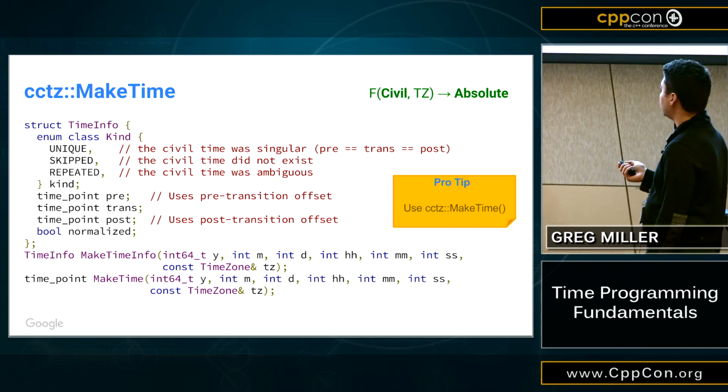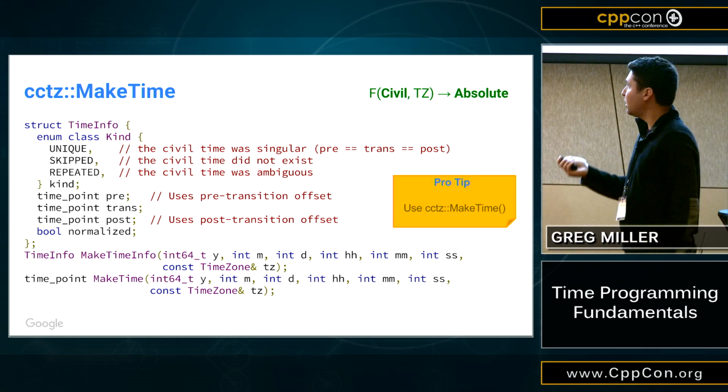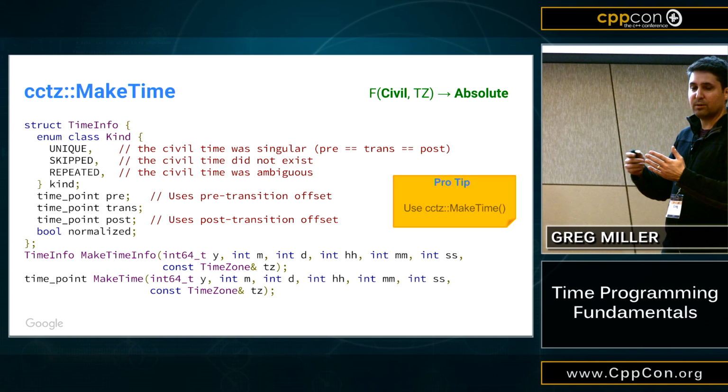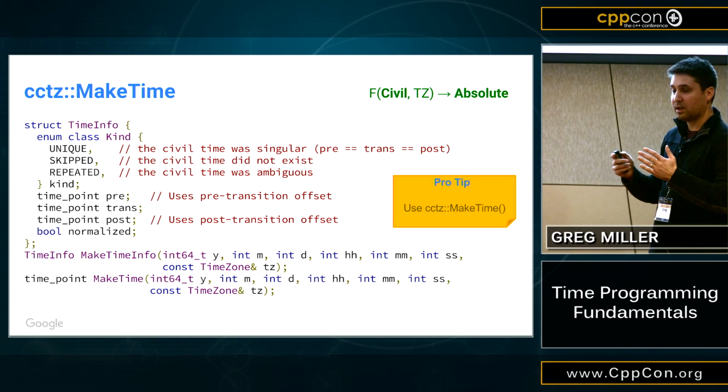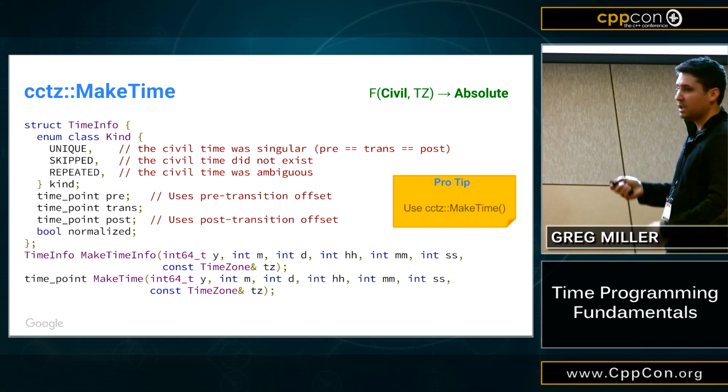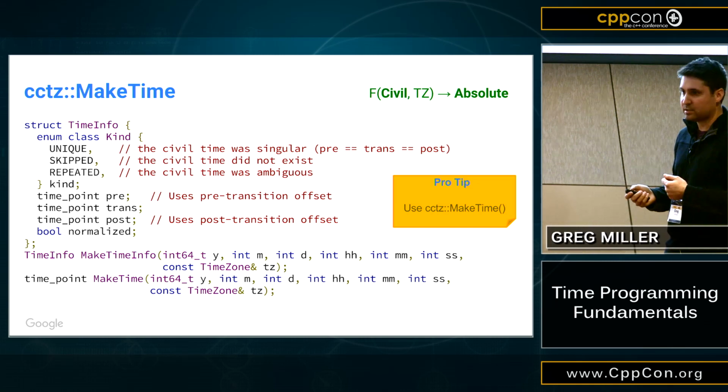The arguments to make time are 6 fields, a civil time, and a time zone. So you pass year, month, day, hour, minute, second, and it's going to give you a time point. There's no error case here. In the case of repeated or skipped transitions, it's going to pick something sensible.